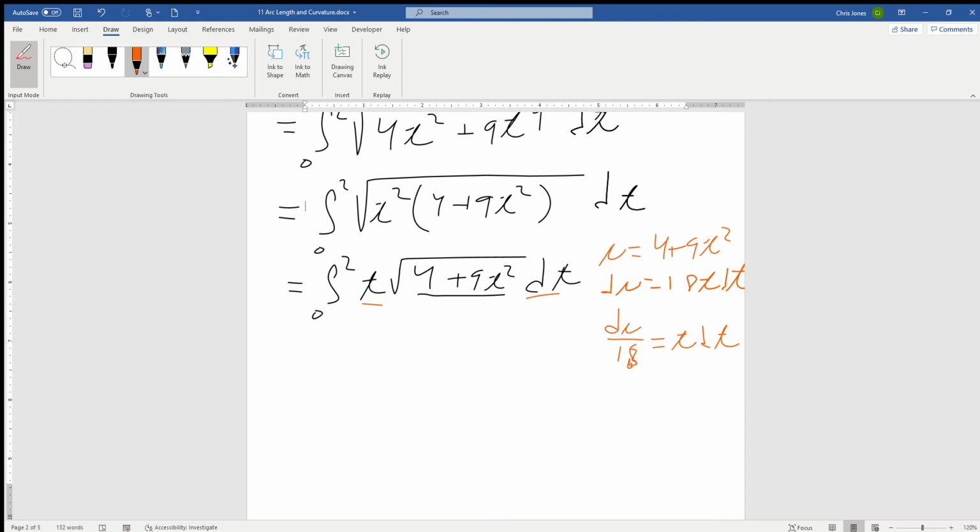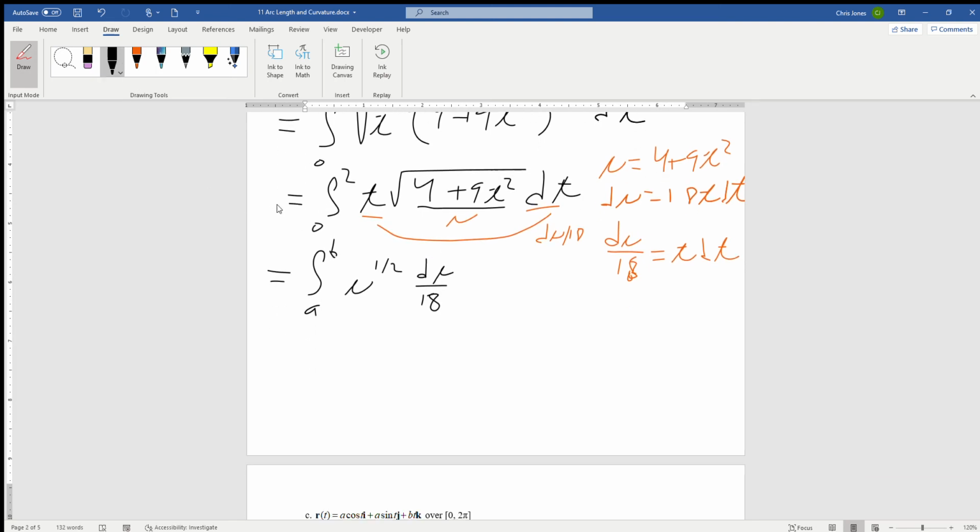Now we're going to rewrite the integral. It's now not from 0 to 2, but from a to b, because we've changed the bounds; we're changing coordinates into u. We have the square root of u, where u equals 4 plus 9t squared, and t dt is du over 18. So the new integral is u to the 1/2, because it's under the square root, and then du over 18.